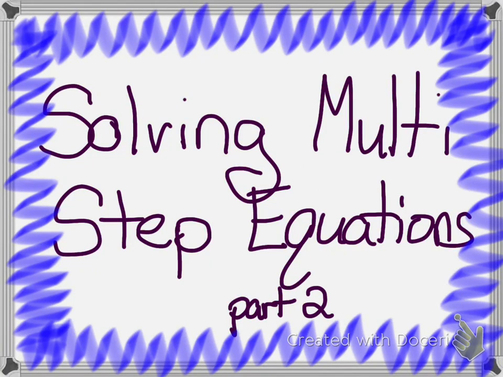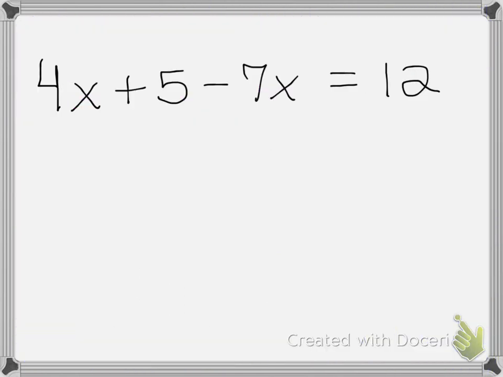All right, in this video, I'm going to teach you guys how to solve multi-step equations, but this is part 2. Let's look at this first example. It says 4x plus 5 minus 7x equals 12.